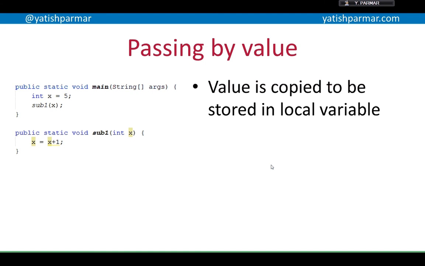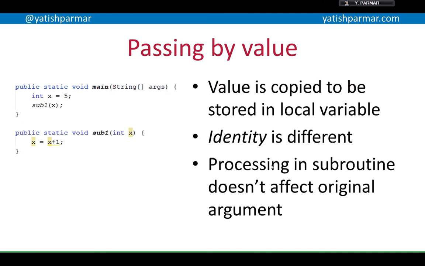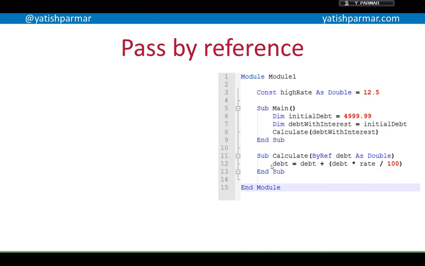That x within that subroutine is basically copying the value of the original variable. So the value is copied to be stored in a local variable. The actual identity of it is different, so it has a different memory location, and in the symbol table it will have a different symbol if you're thinking about compilation. Any processing that takes place in that subroutine doesn't affect the original variable. In my subroutine you can see that x is now equal to x plus 1, so x in sub1 is now equal to 6, but that has no effect on the original x in the main program.